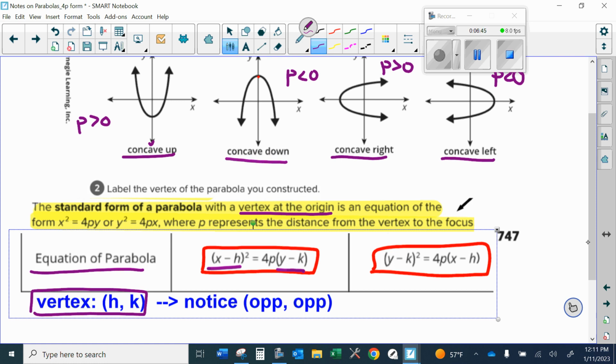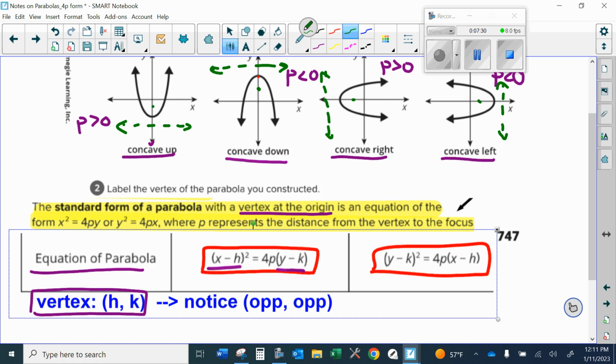Remember, since the vertex is somewhere inside, the directrix would have to be outside. Vertex is inside the parabola, directrix outside the parabola. I'm just adding those in there so you remember. If you need to refer back to this, make sure you put the vertex in the right spot inside the parabola, and the directrix is outside. So when you're graphing your parabolas here, you can see how those directrixes should be drawn as well.